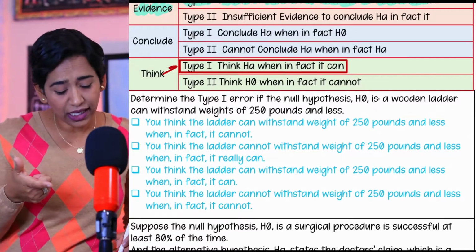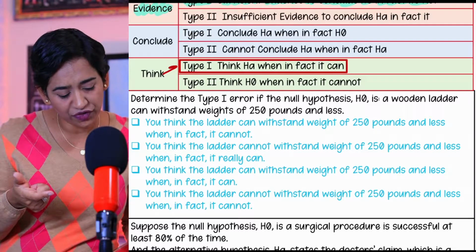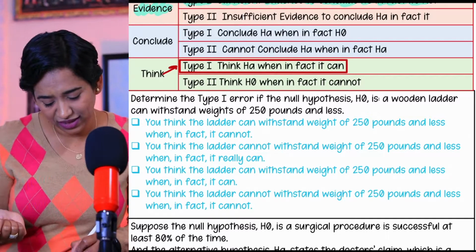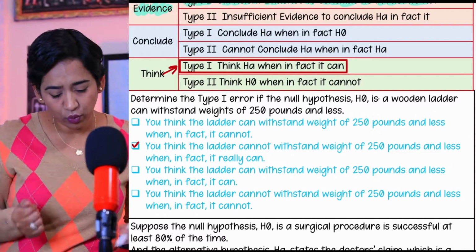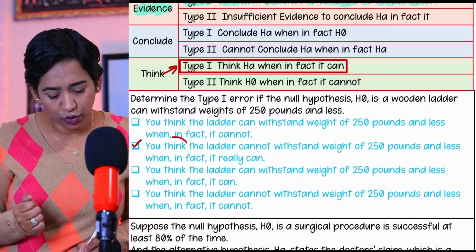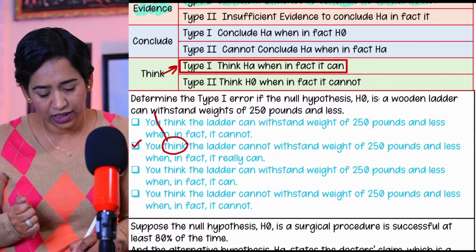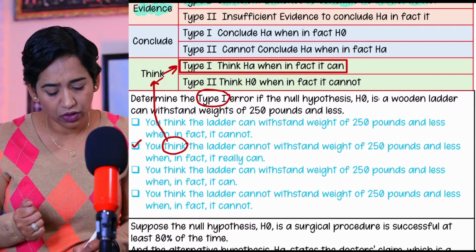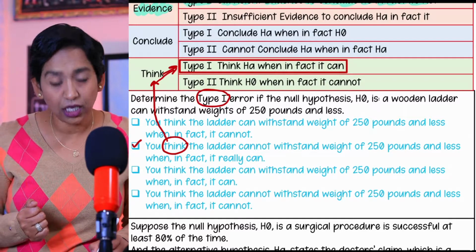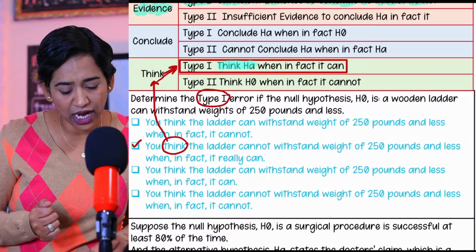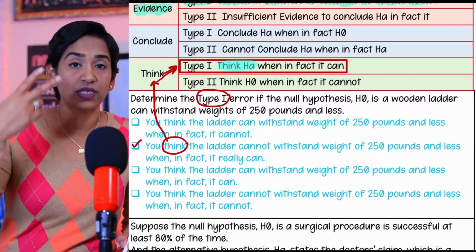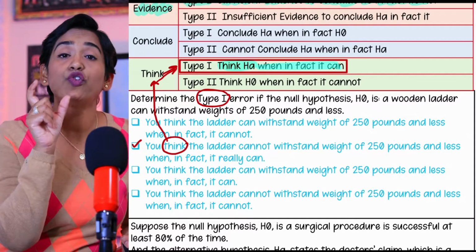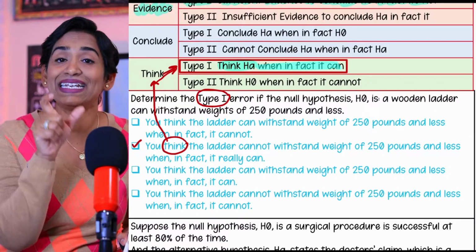You think the ladder cannot withstand the weight of 250 pounds and less, when in fact it really can. So this is your options. See how it works? You look at the verbiage. The verbiage is think, so I'm going to the think section here. I'm only looking at type 1 error, so I only look at the first column. In the first column, what does it say? Think HA. HA is opposite of H naught, when in fact it can. So you will look for the keywords, in fact it can.